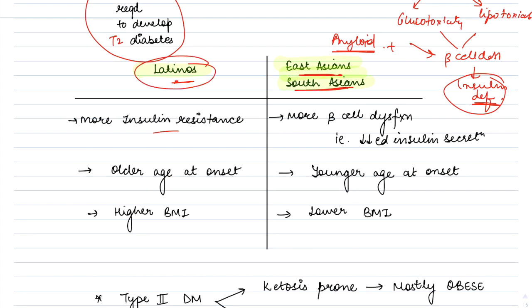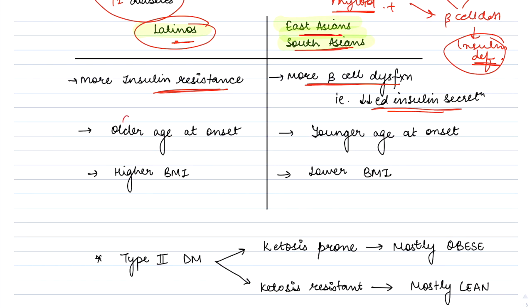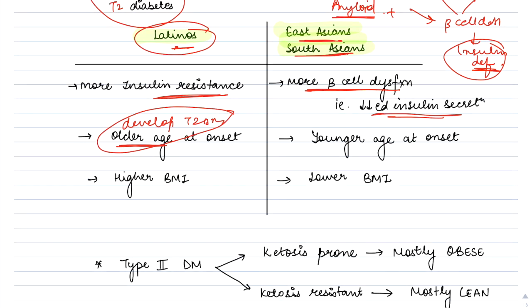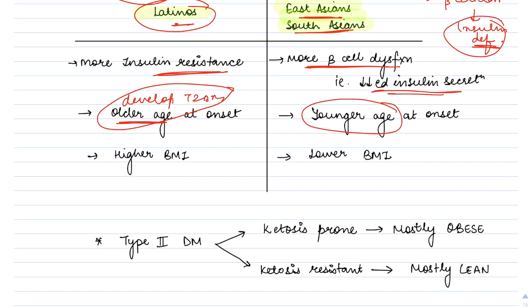So Latinos are more insulin resistant, while the East and South Asians have more beta cell dysfunction. That is, they have decreased insulin secretion. The Latinos develop type 2 diabetes at an older age, while the East and South Asians develop type 2 diabetes at a younger age.